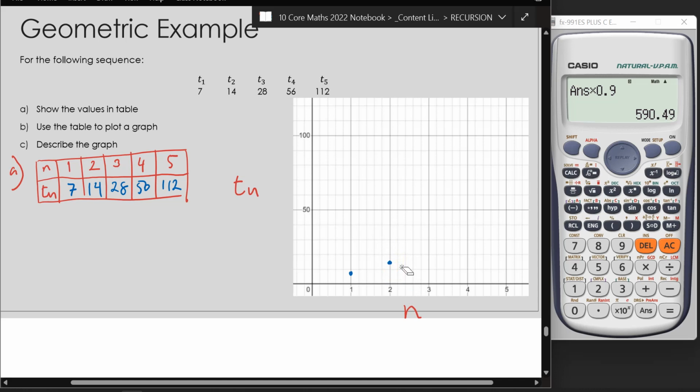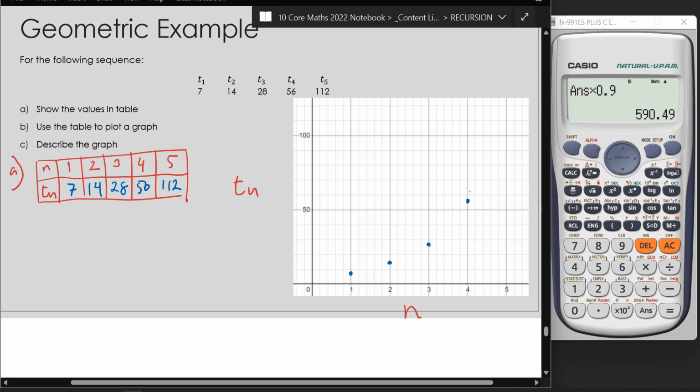3, 28, so again, 10, 20, that's 30. 28 will be about there somewhere. Oops, sorry. About there. Fourth value is 56, so if 50 is there, 56 should be about here.